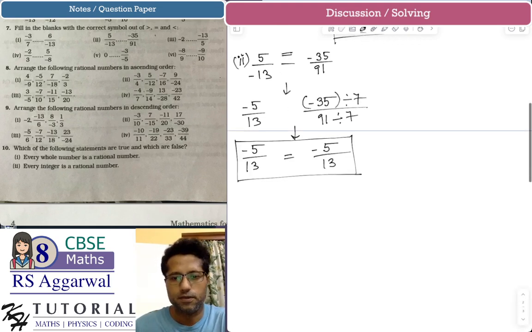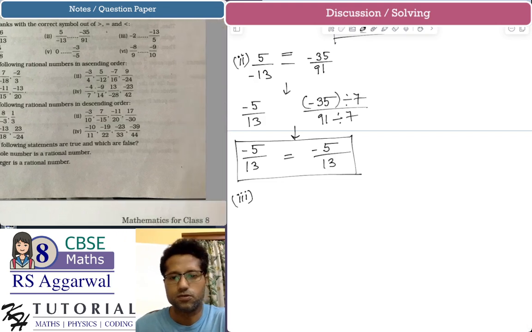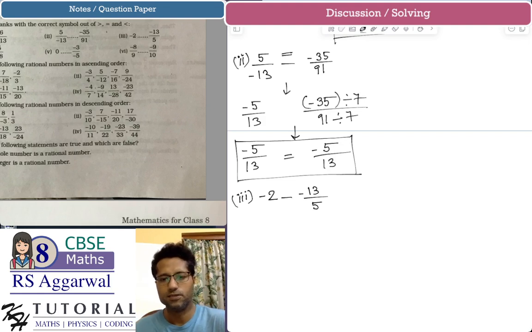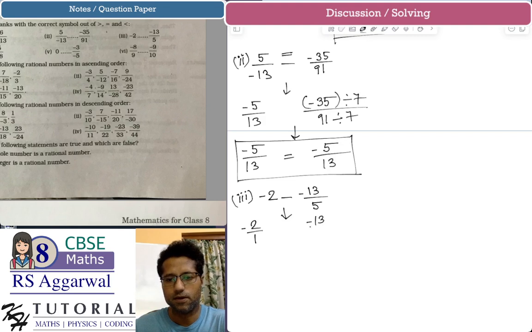Let's do part 3. Part 3 is minus 2 and minus 13 by 5. We are filling the blanks with the less than operator, greater than operator, or equal to. Now first we will convert them to standard form. So minus 2 is minus 2 by 1 and minus 13 by 5 is minus 13 by 5.